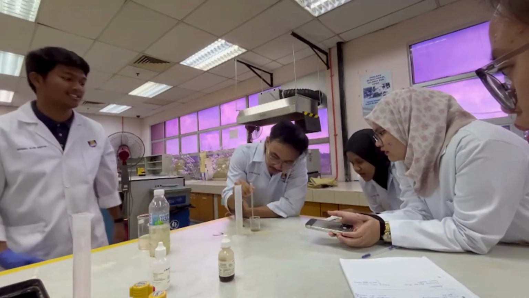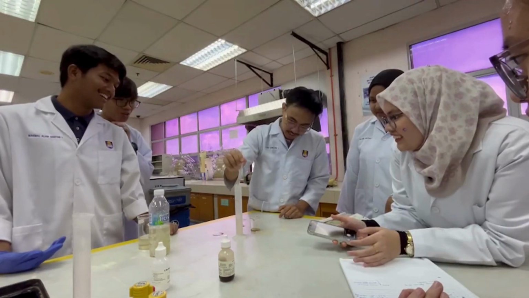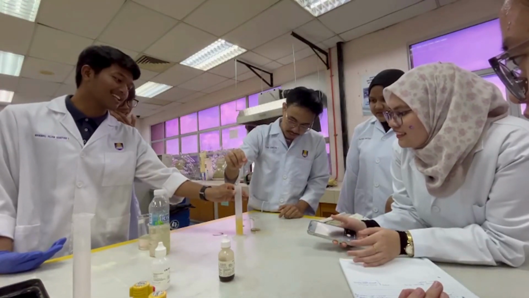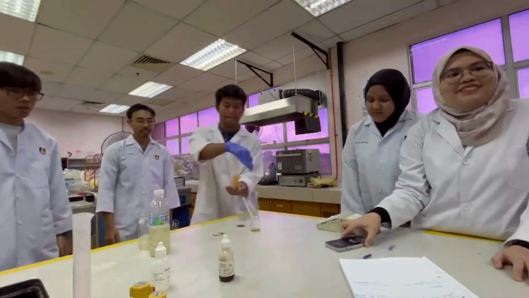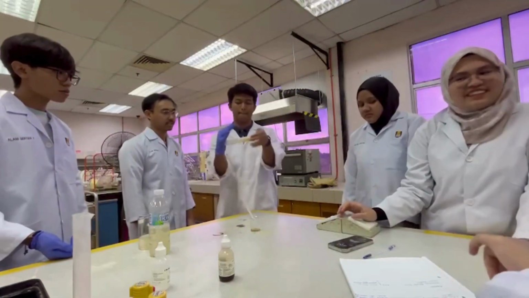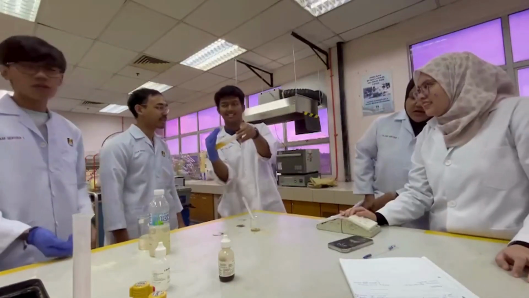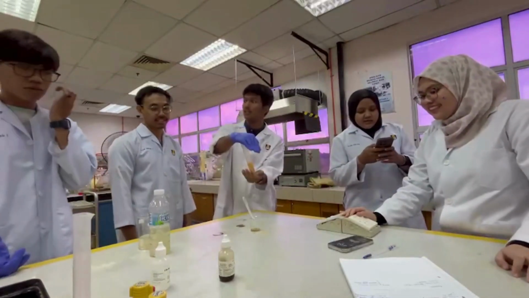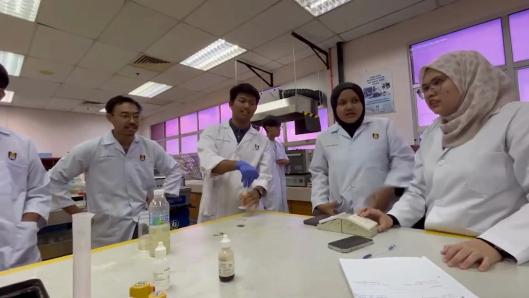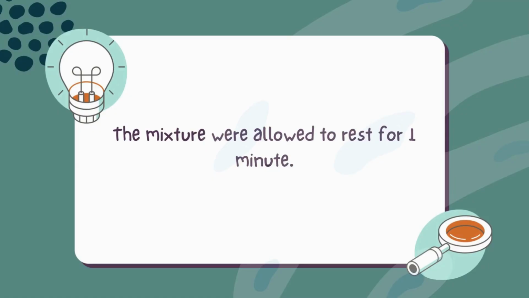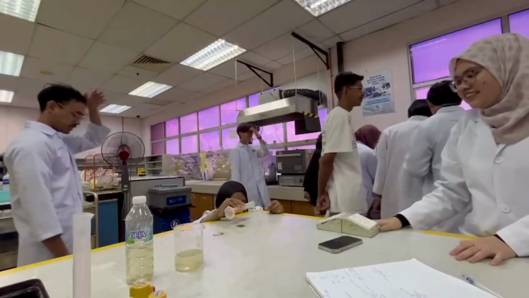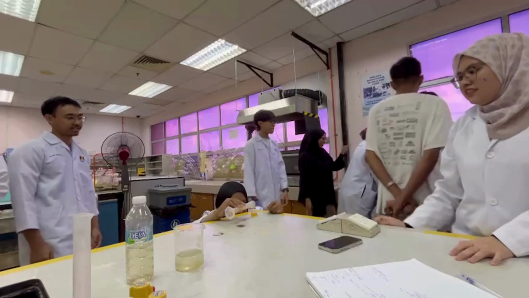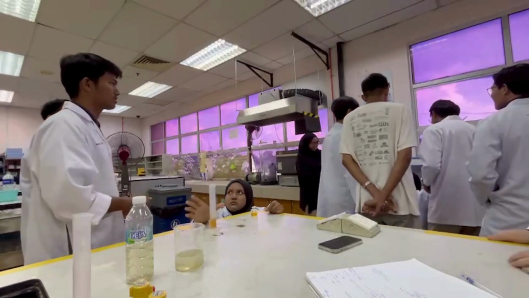Using a 1 ml pipette, the Nessler reagent was added to both the sample and the blank. And then the solutions were inverted again to ensure proper mixing. The mixture was allowed to rest for 1 minute. Then each solution was transferred into a 10 ml square sample cell.